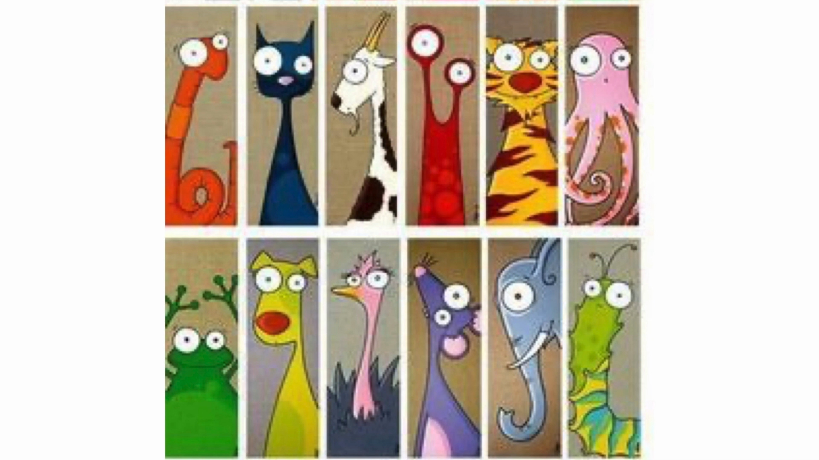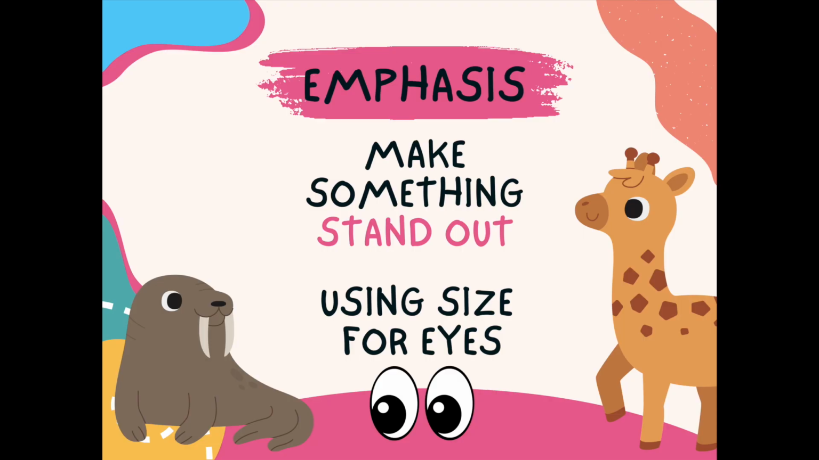One of the first things that stands out to me is the eyes. The eyes on this piece of art are bigger than they should be in real life. This is a good example of emphasis. In art, emphasis is making something stand out, usually using size, color, or the placement on the page. In this case, we will use the size of the eyes to make them stand out. We will make them bigger than they would normally be.